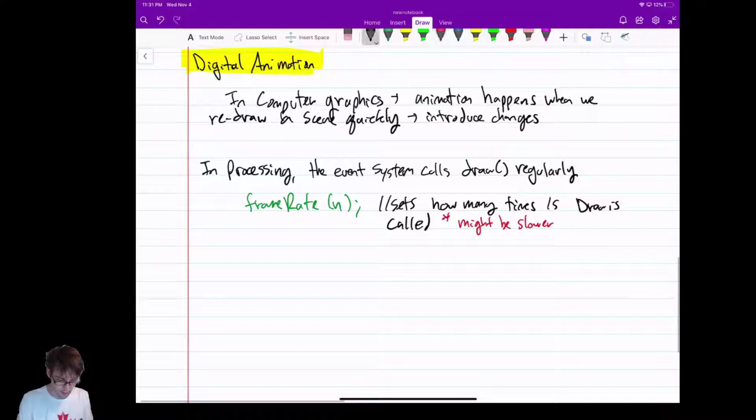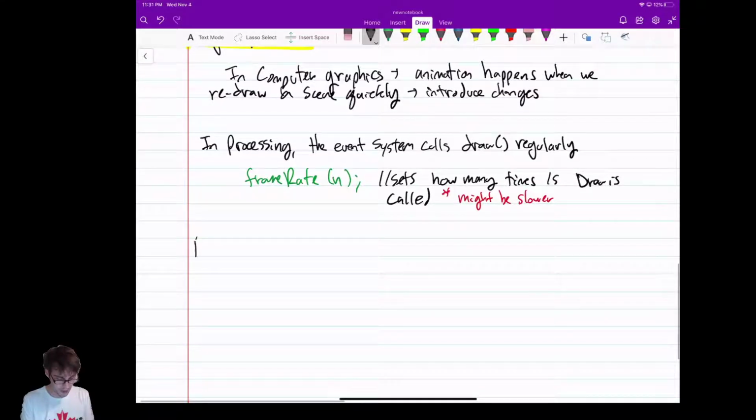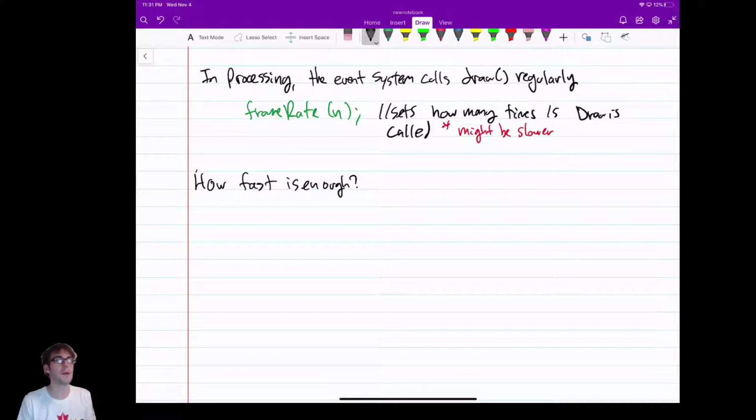So I guess the question we have then, it's a computer. We can tell it to go as fast as we want. And one question that comes up is, how fast is enough? How often should we be drawing? What should we set that frame rate to? What should a target be?